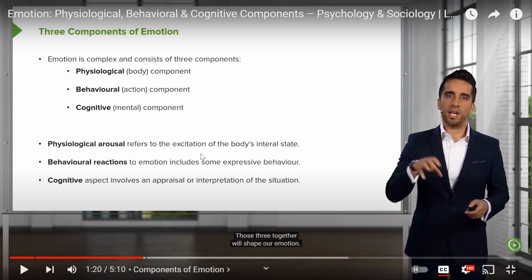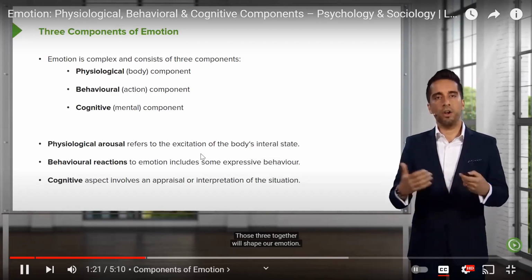So therefore, cognitive means like subjective experience, then behavioral reaction I have explained under the behavioral or expressive component, like crying because of sad. Physiological arousal being like the body's internal state, like shivering because of fear, etc. Together will shape our emotion.